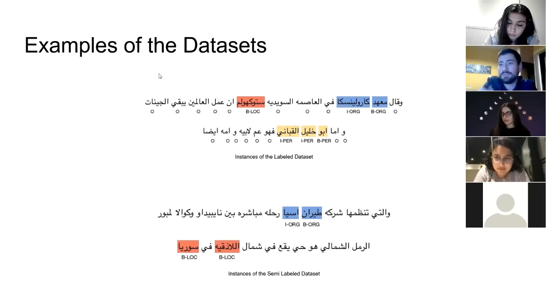But we still have the problem, in any Arabic task, of needing a labeled data set. We always have this problem, not only in Arabic. In your field, in your area, you might also have this problem, but in Arabic, it's common.